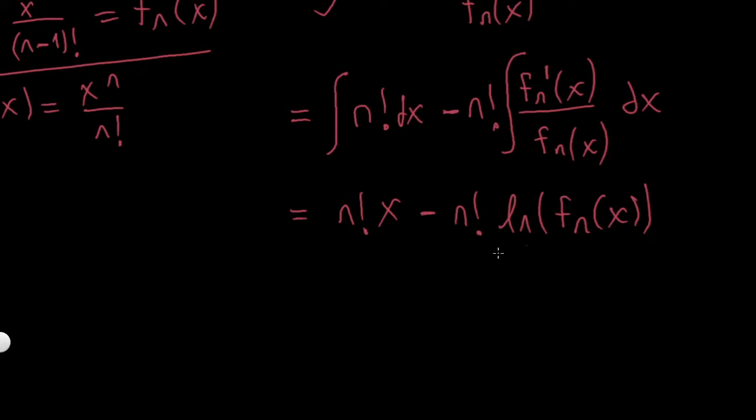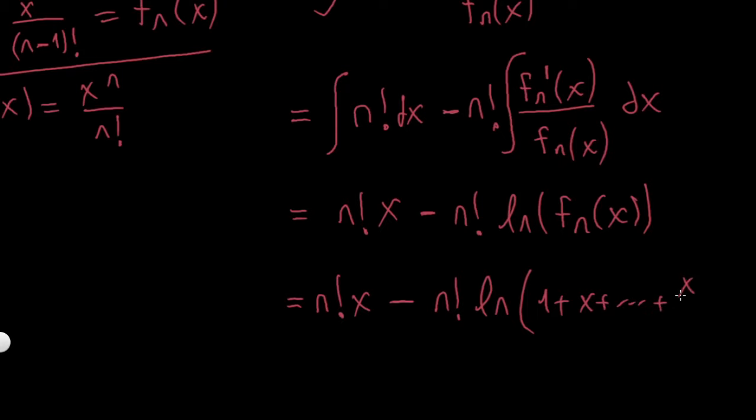Let's rewrite what was f_n(x) and finish the problem. I have n factorial times x minus n factorial times ln of what was f_n(x). It was 1 plus x plus up to x to the n over n factorial, and that's my answer.